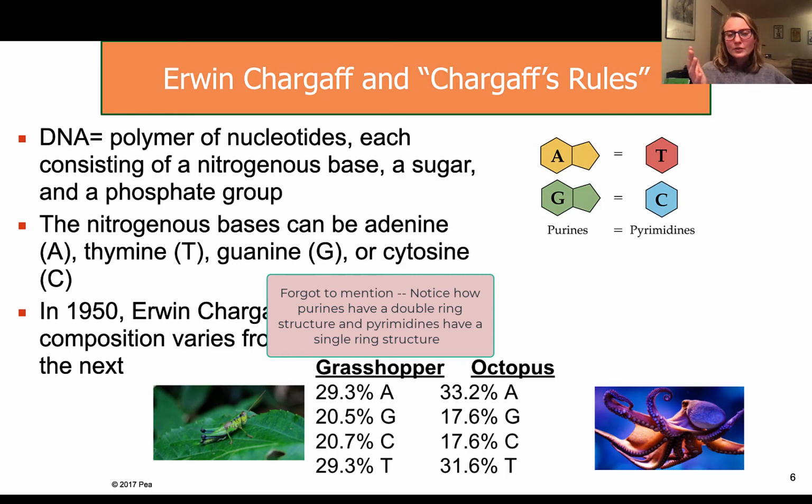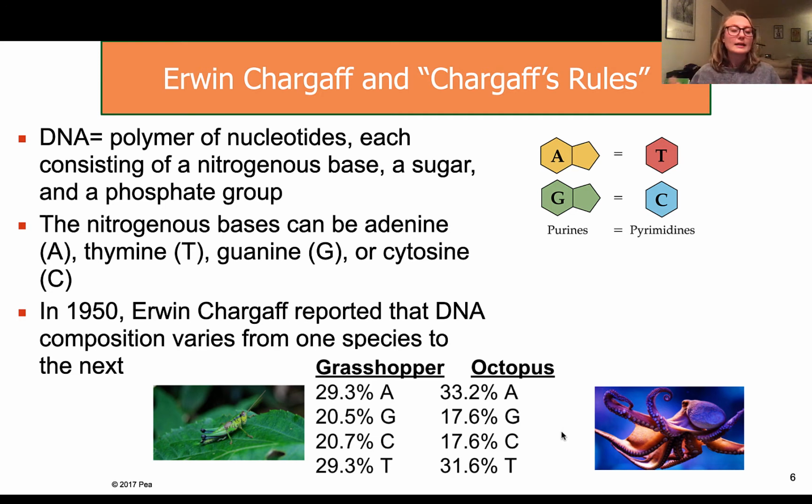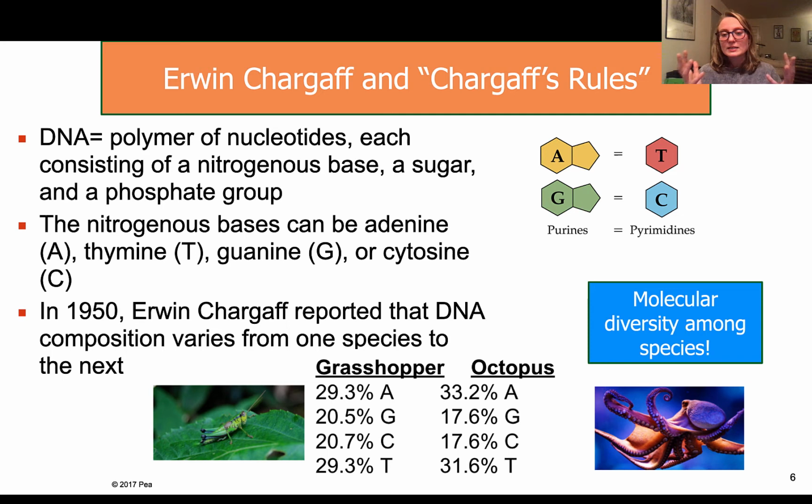We got a little further in understanding the possibilities of the 3D structure of DNA with Chargaff's rules. So in 1950, Chargaff realized that DNA composition varies between species. So we have different percentages of these nucleotides in grasshoppers and octopuses, for example. But of course, there are these same levels of differences between all species. There's molecular diversity among all species.